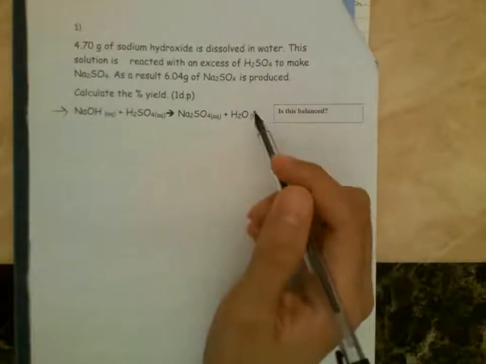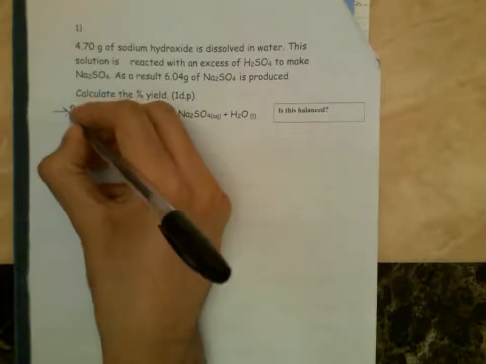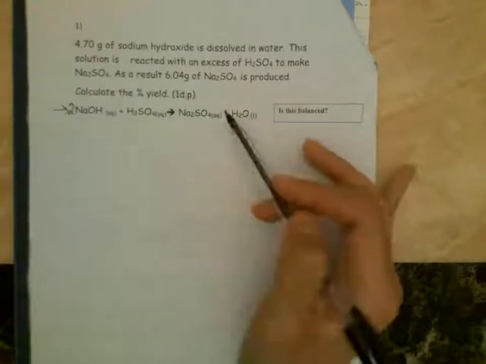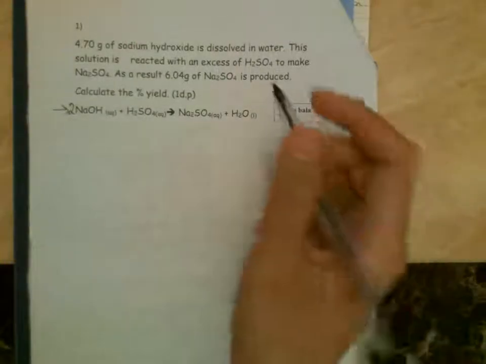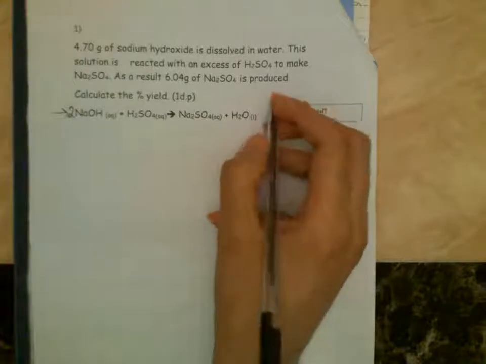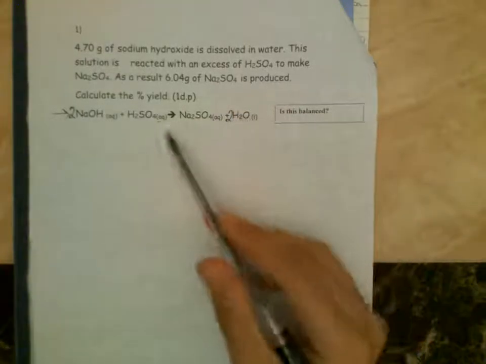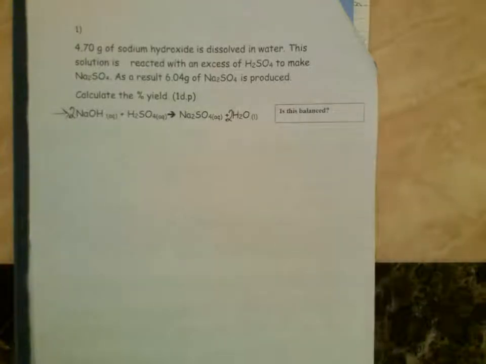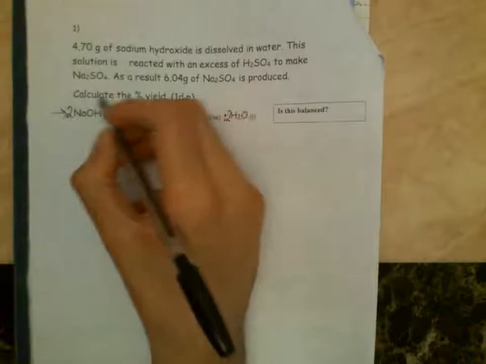Now, to balance this, we're going to focus on balancing the sodiums first. So we put a 2 there. Now the sodiums are balanced. As a result of that, the hydrogens and the oxygens are now imbalanced, and to counteract that, put a 2 here. As a result, this equation is now fully balanced. So we've been told to calculate the percentage yield.